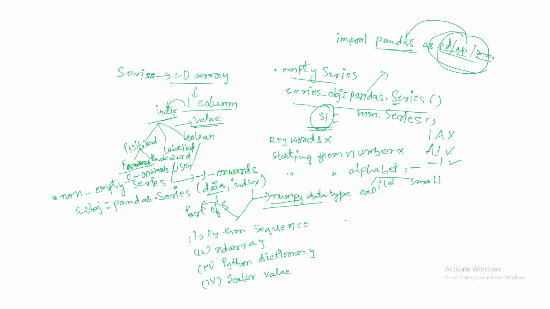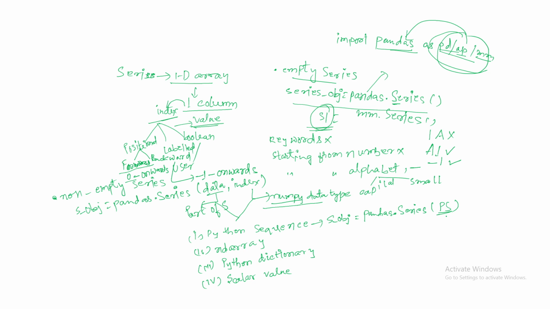Okay, so now tell me, in the Python sequence how will you create a non-empty series? Same process: series object, S object means series object. Okay, a variable like this equal to pandas dot Series. Now any Python sequence value, so this Python sequence, PS for Python sequence.